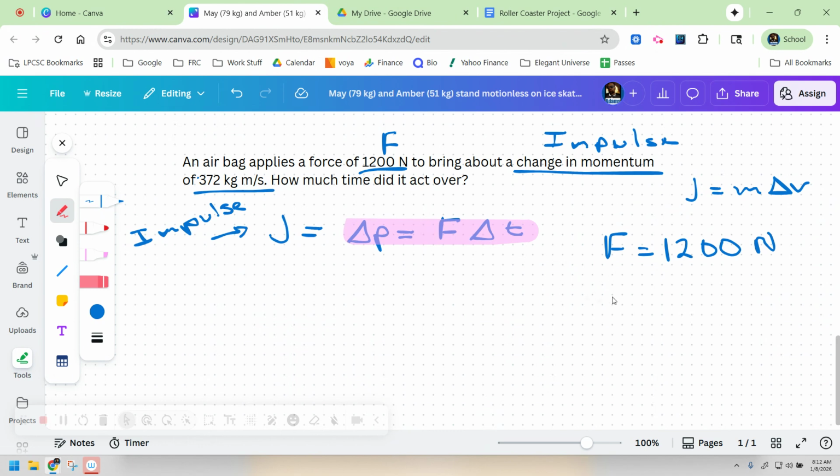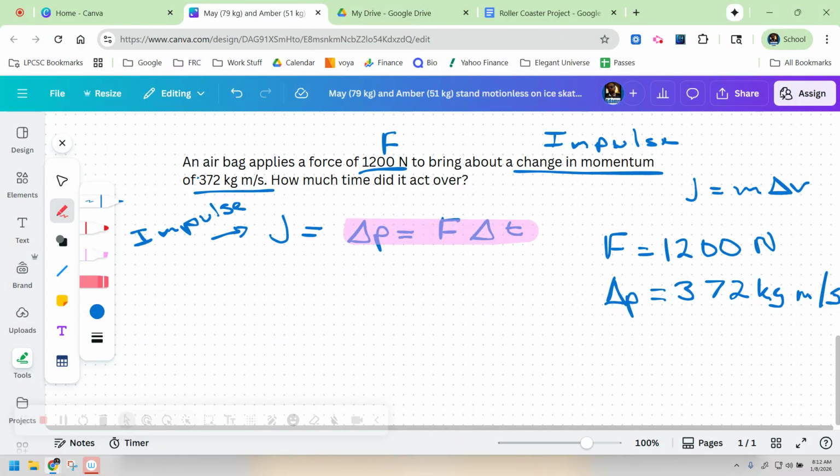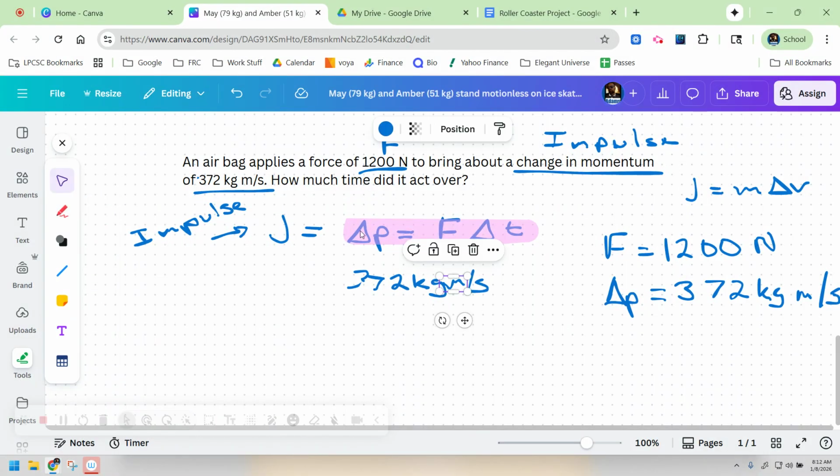And then our change in momentum, or impulse, is 372 kilogram meters per second. So I'm just going to plug that in. I'm going to say 372 kilograms meters per second.